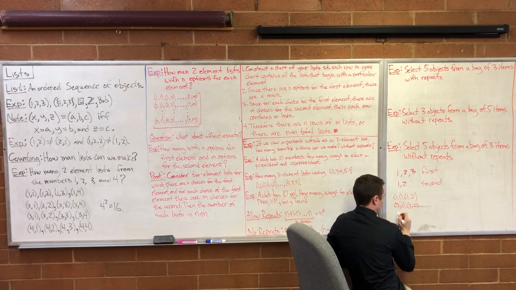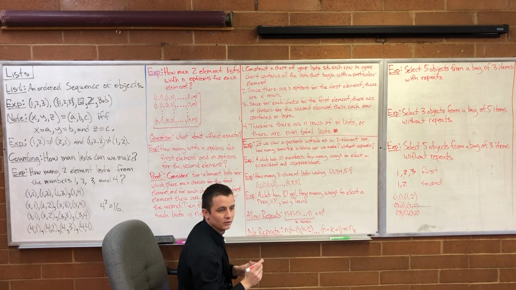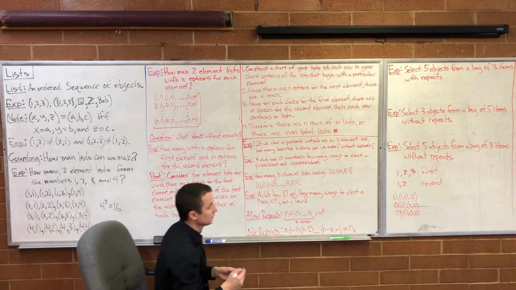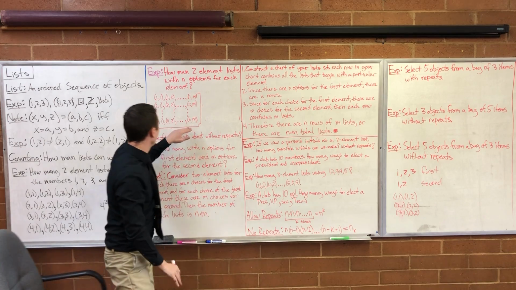These are all the ones I can start with 2. And these are all the ones I can start with 3. So there's 6. 2 times 3 is 6. Total options, right? That's what we're saying in this chart.